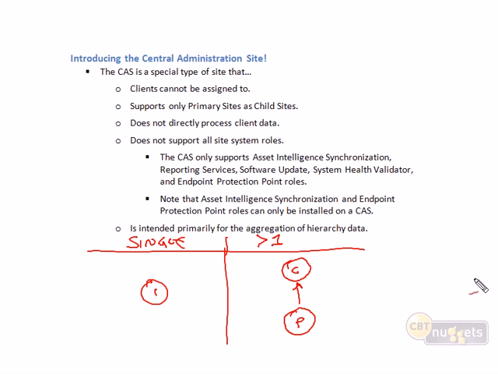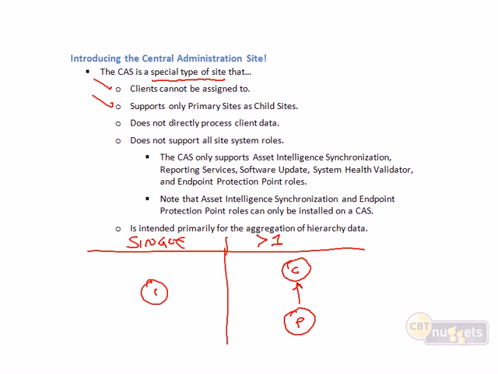This configuration is necessary because the CAS is a special type of site. Unlike in the old days, back in '07, when we had a central site, which was just the site that everybody pointed to, in 2012 the CAS is a very special type of site that clients cannot be assigned to. So you're not going to have any clients talking directly to that CAS site server. It also only supports primary sites as its child site. I can't have a CAS connecting up to a secondary server. It has to be a primary.